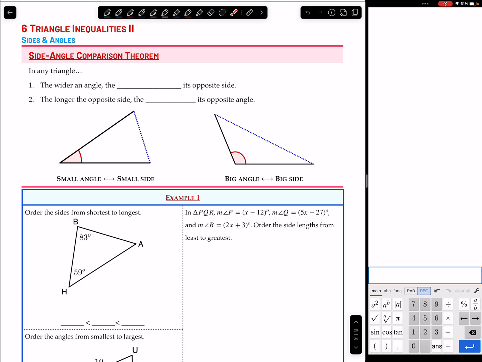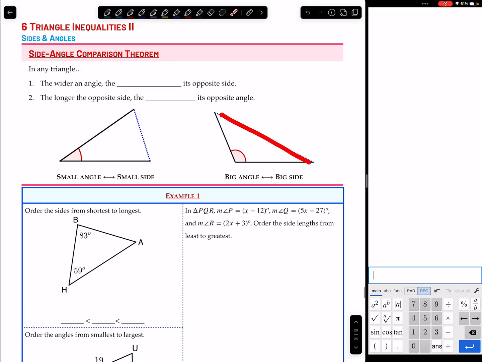But the idea is that if you take this side angle right here and you swing it outwards, it makes a bigger triangle, right? The smaller the angle here, the smaller the side there. The bigger the angle here, the bigger the side there is.